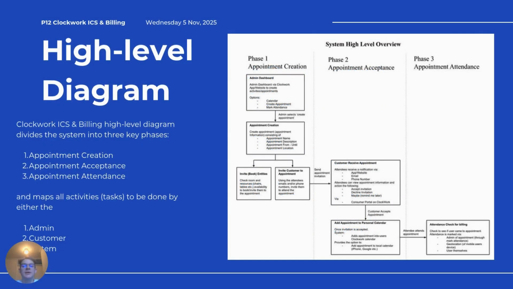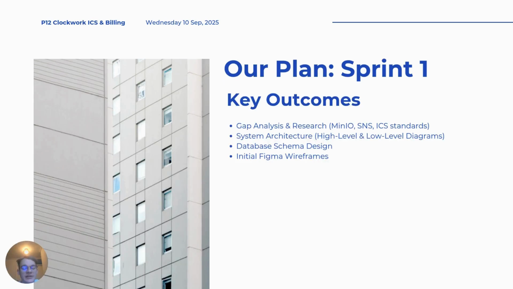Thank you. Thanks, Mina. The next thing we developed was a high-level diagram that shows the entire flow. It's broken into three key phases: appointment creation, where the admin creates an event; appointment acceptance, where the customer receives an invitation to that event, either through the Clockwork application or via an ICS file through email or SMS; and phase three, which is appointment attendance, where the user can check in via geolocation or manually themselves or by the admin of the appointment. With this architecture in mind, for Sprint 1, we focused on planning.